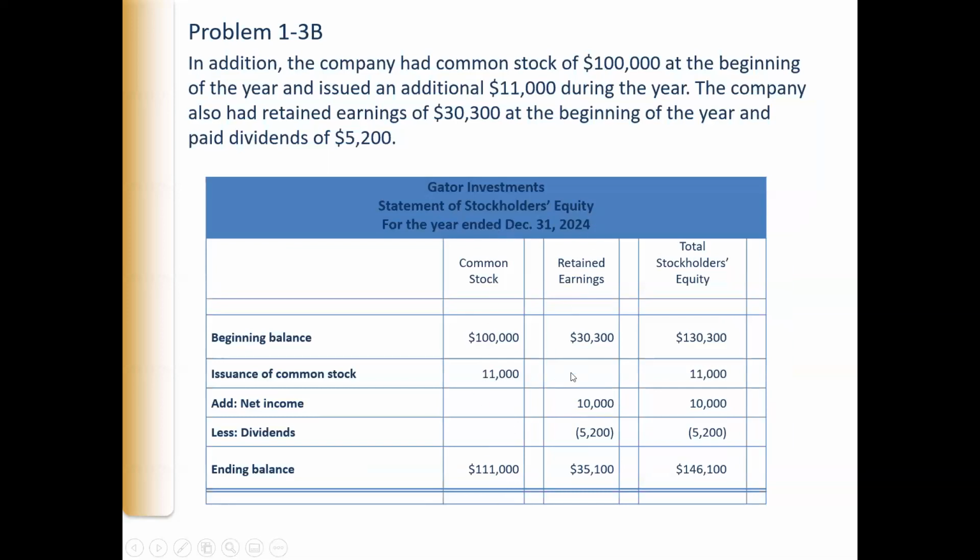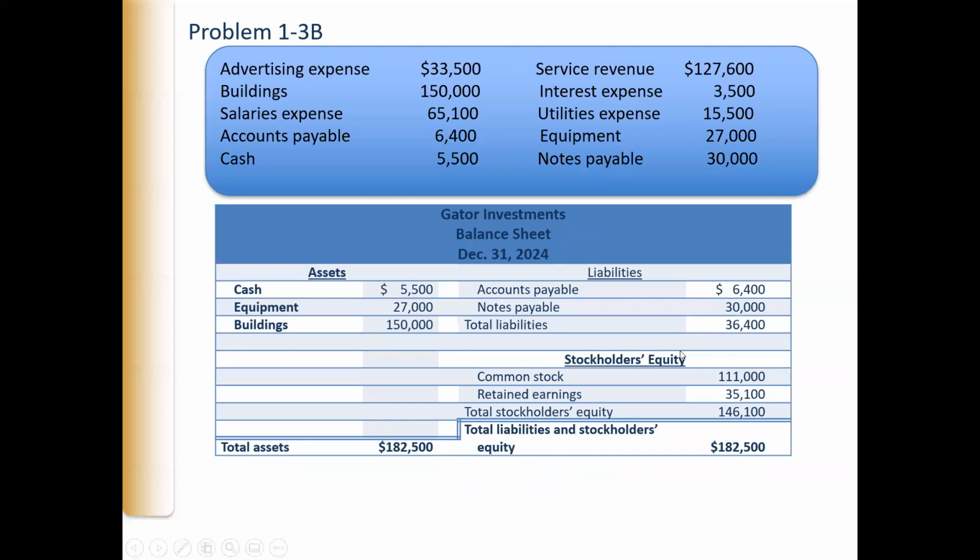We carry these numbers down. And guys, we are going to use these ending balance figures for part of our balance sheet. Remember, assets equal liabilities plus stockholders' equity. This right here, the ending balances of stockholders' equity, is what we will transfer to our balance sheet. So you see, we took the common stock ending balance, 111,000. We took retained earnings, 35,100, to equal the total stockholders' equity of 146,100. That is where this information came from.